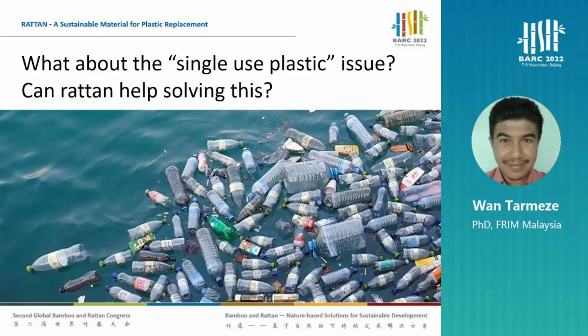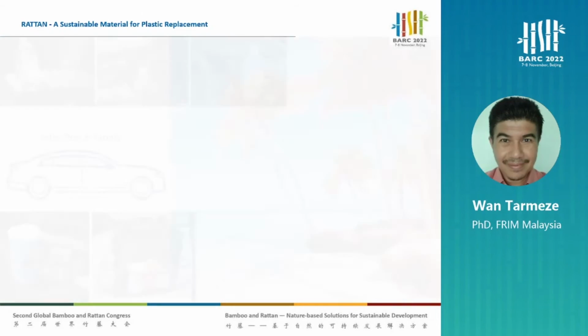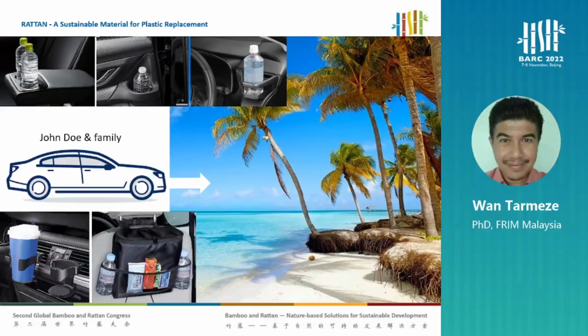What about the single-use plastic issue? Can rattan help solve this? Single-use plastic products are used once or for a short period of time before being thrown away. One example of these products is the mineral water bottle that has been part of our lifestyle. Let us see the following scenario.